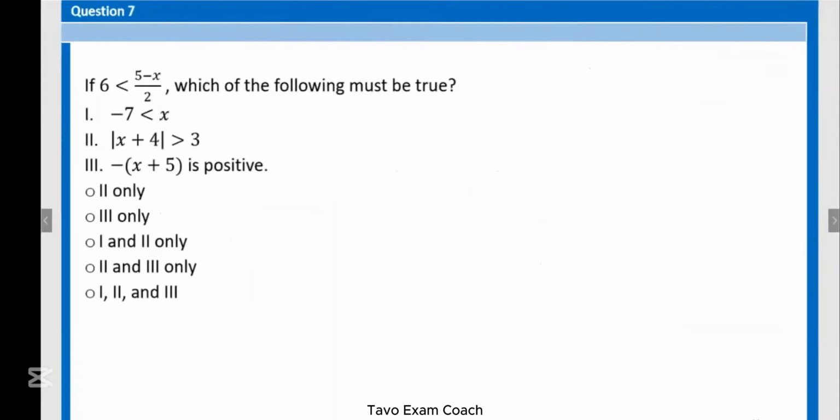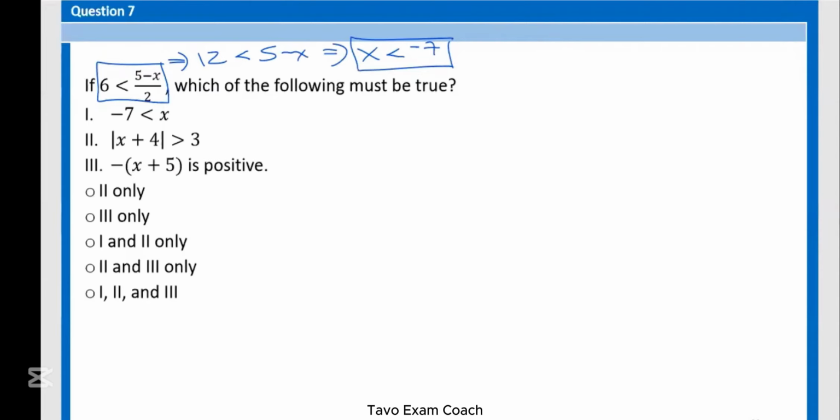Question 7. If 6 is less than 5 minus x over 2, which of the following must be true? Okay, evaluating the truthfulness of each of the statements must be subject to the restriction mentioned here. If 6 is less than this expression, it follows then that 12 is less than 5 minus x, and of course, x would be less than negative 7. This is what is absolutely true in this example.